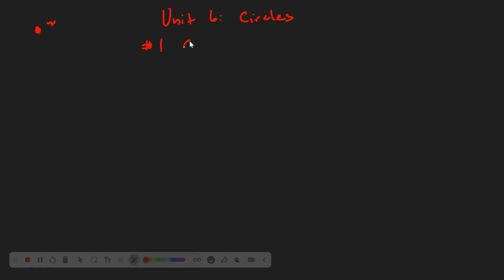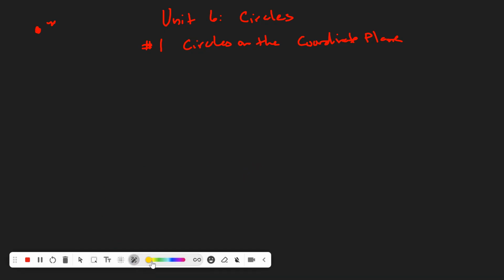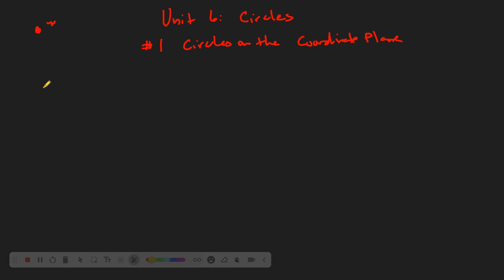So number 1 here, circles on the coordinate plane. It's a nice little transition here into talking about circles on the coordinate plane. Okay, so let's talk about what the definition of a circle is. I think you know what a circle looks like, right? But the definition, a circle.